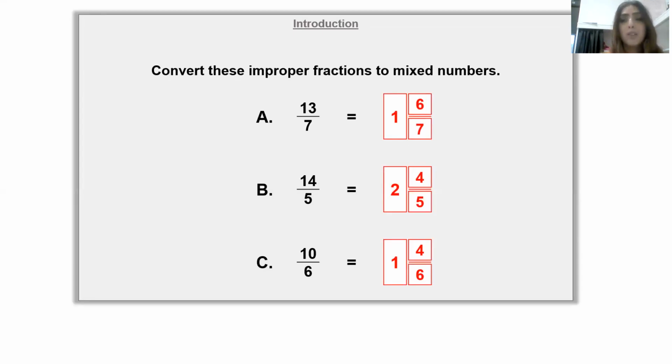Fantastic. So the answer was 1 and 6/7 because 7 goes into 13 once. There's 6 left over and the denominator is 7. The same with 14/5. 5 goes into 14 twice because 5 times 2 is 10. There's 4 left over and the denominator is 5. And the same with 10/6. It goes once into 10. There's 4 left over and we have the denominator, which is 6. So I'm really proud. Give yourselves a pat on the back and a huge clap if you got that right.